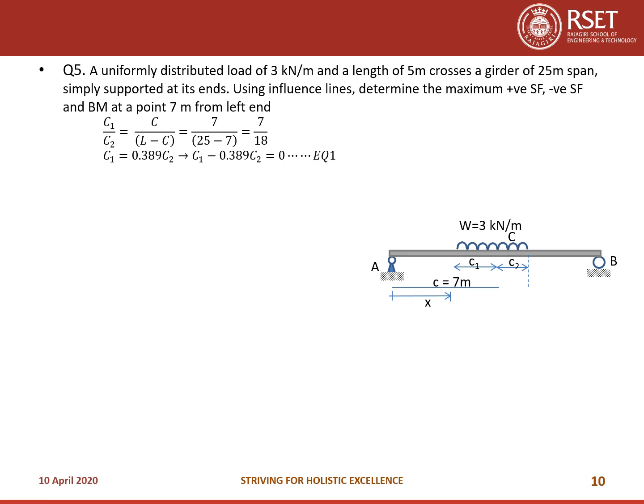Let us take it as equation 1. Now we know C1 plus C2 is equal to 5, the total span of the UDL. From these two equations, you will be getting the value of C1 as 3.6 meters and C2 as 1.4 meters. Now what about the bending moment equation? It is W into area under the influence line diagram, right?